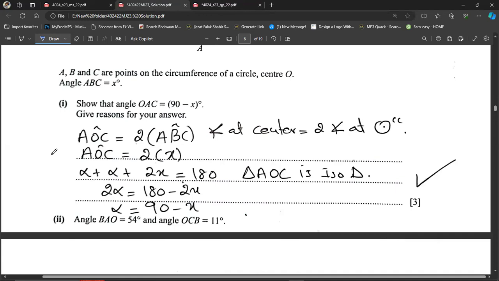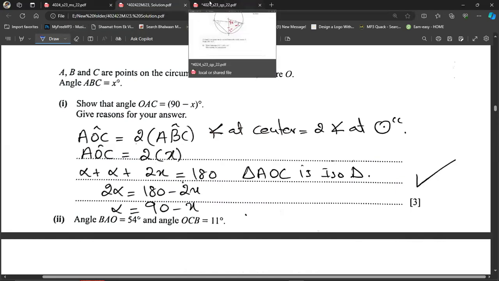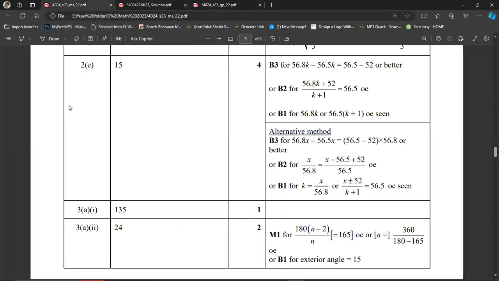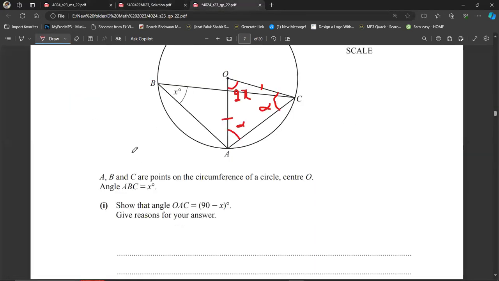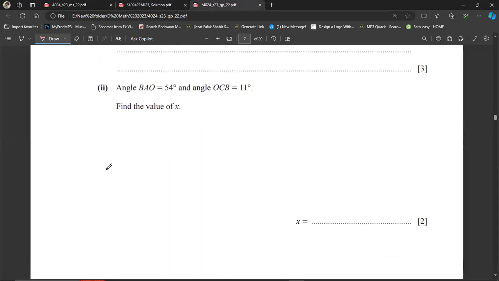So 2 alpha will be equal to 180 minus 2x. So alpha will be equal to 90 minus x. That means the angle OAC is 90 minus x. So hopefully you understand. This is how this is done. And here we go. So this is question number 3B, first part. Now we are on question number B, and its second part.